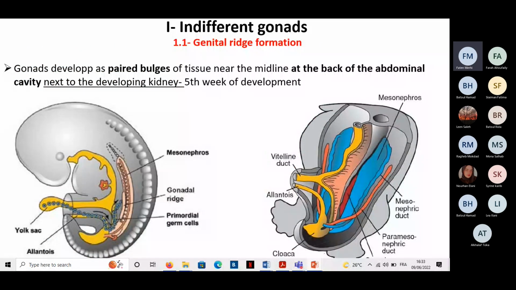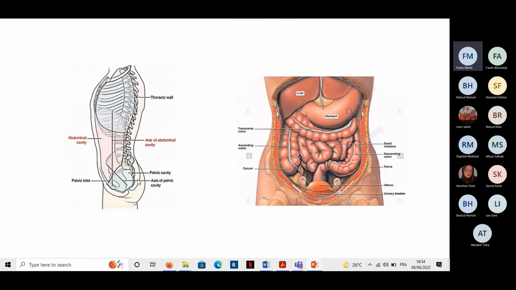Now, like I have just explained, the first step of the indifferent gonads formation is the genital ridge formation. The gonads develop as paired bulges of tissue near the middle line at the back of the abdominal cavity, next to the developing kidneys. If you have the abdominal cavity, where will we find the ovaries in the adult? In the abdominal cavity, near the back, next to the spine.